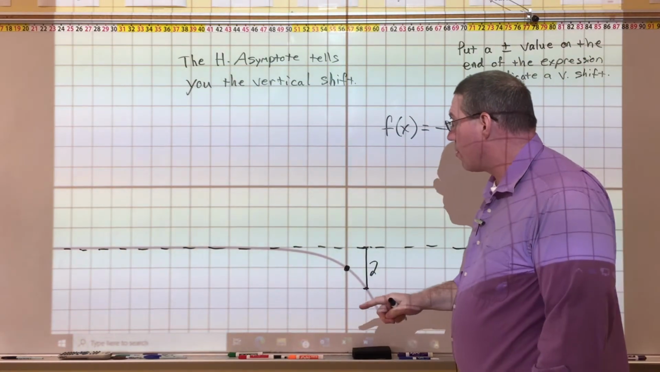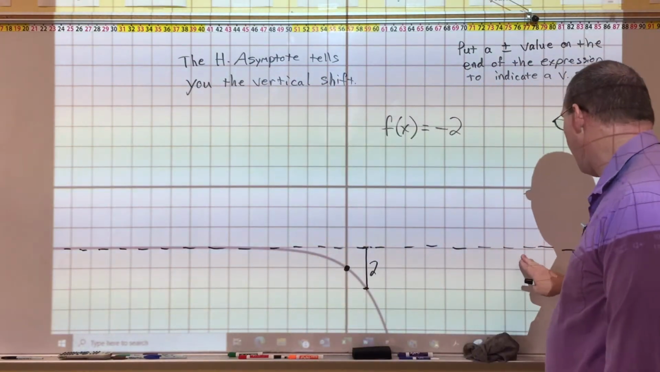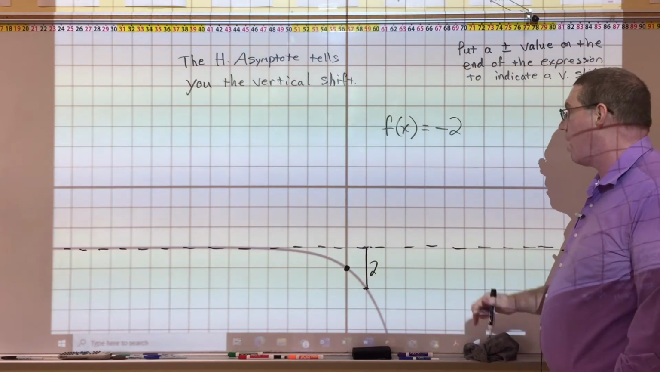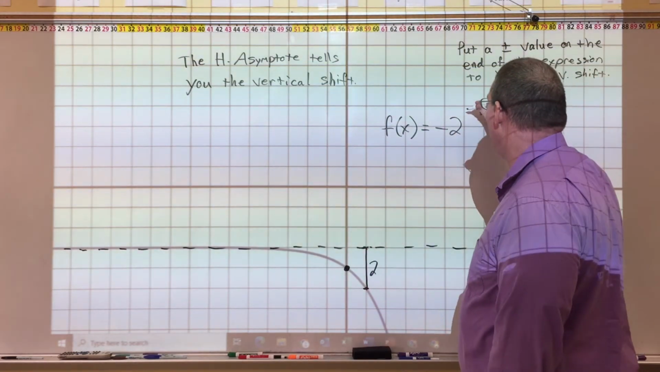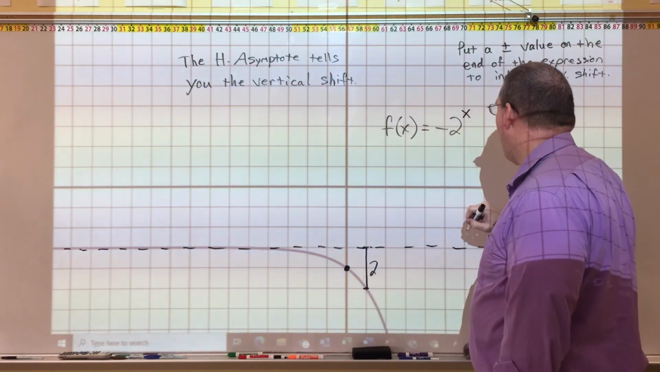If it was backwards, this is not backwards. If it was backwards, the flat part would be on the right side instead of the left side. Okay, so this is not backwards, so we're not going to put a negative on the x. So we're just going to have negative 2 to the x power.